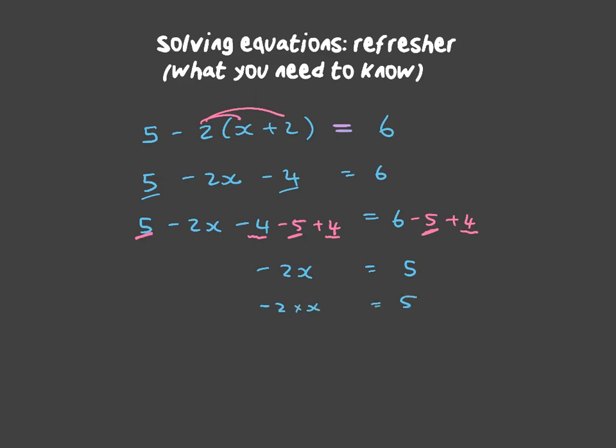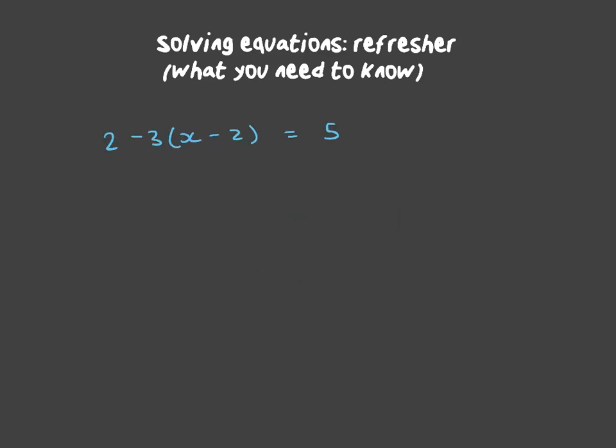Okay, I don't want minus 2 times x. I just want plus 1x. So therefore, I need to divide by minus 2 on both sides. Therefore, what's that answer equal to? X then is equal to minus 5 over 2.